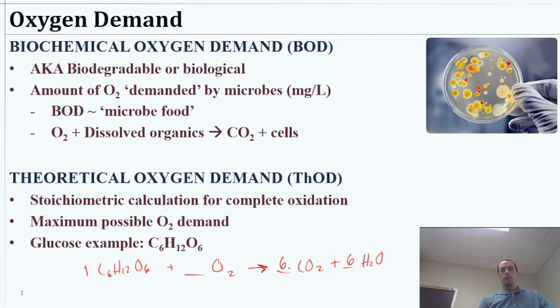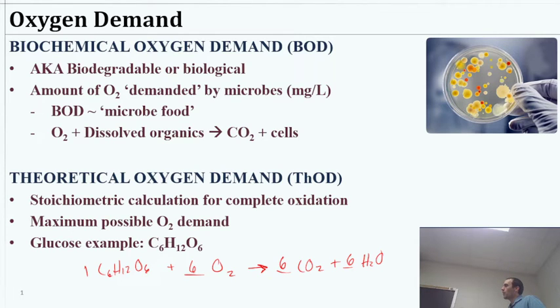So we have 6 times 2 is 12 oxygens here, plus another 6. 18 oxygens on the right. We have 6. So we need another 12. So there we go, right? So that's our theoretical oxygen demand. For every 1 mole of glucose, we use 6 moles of O2, right? So then we could convert that to mass and all that.